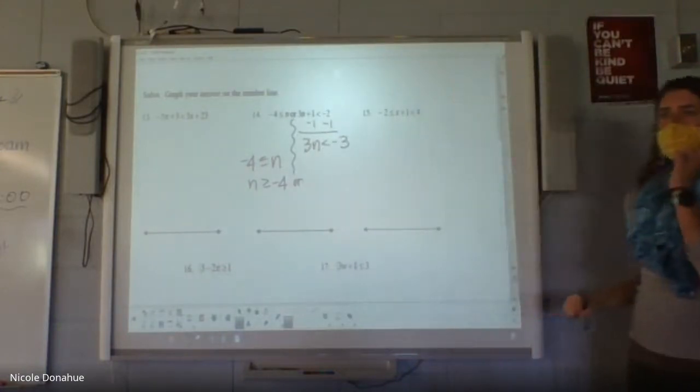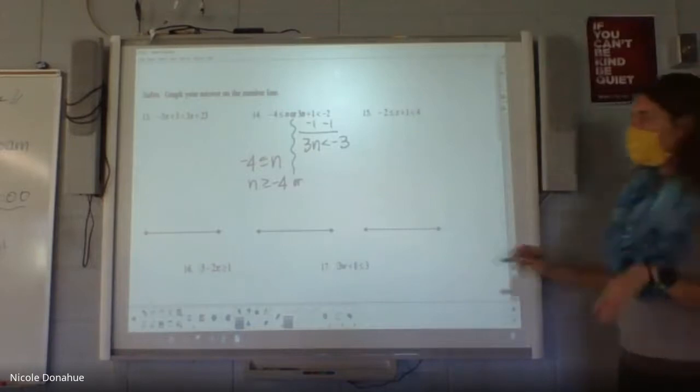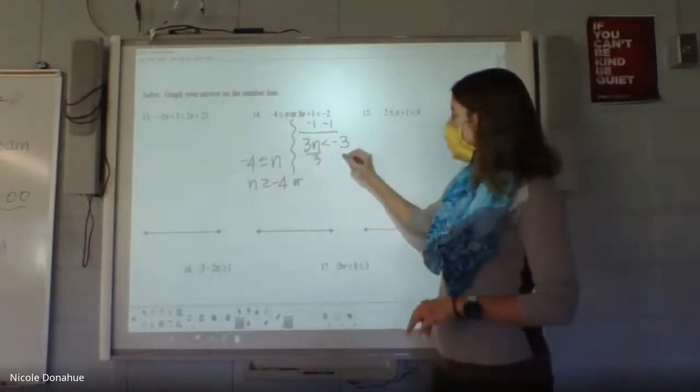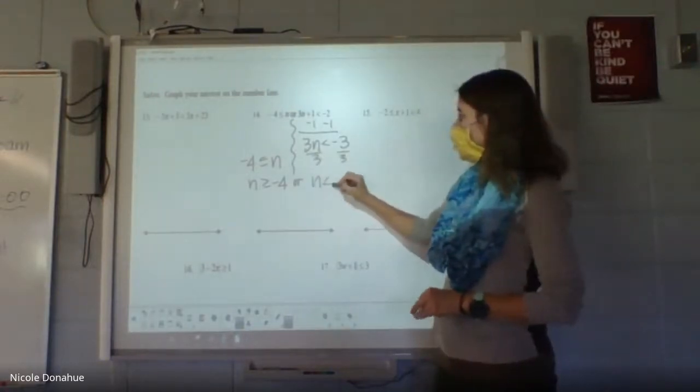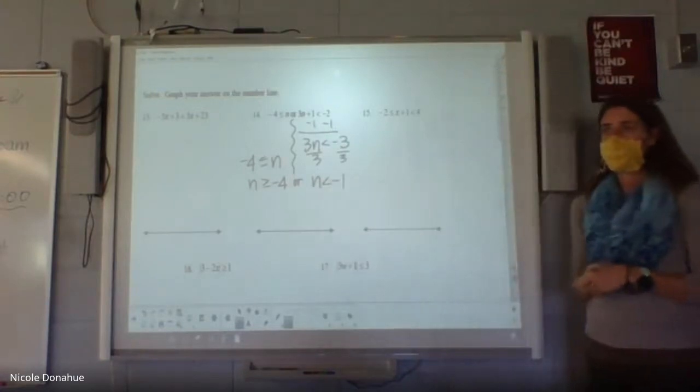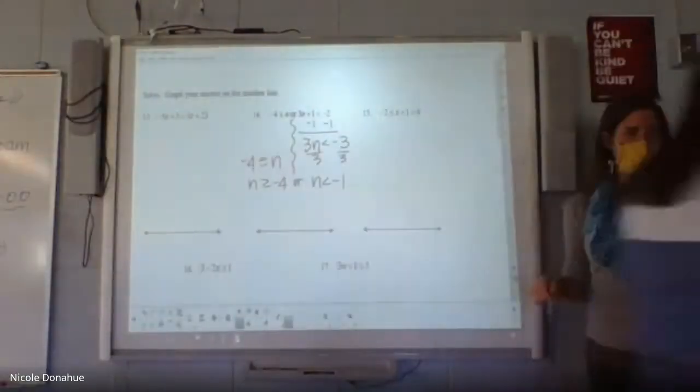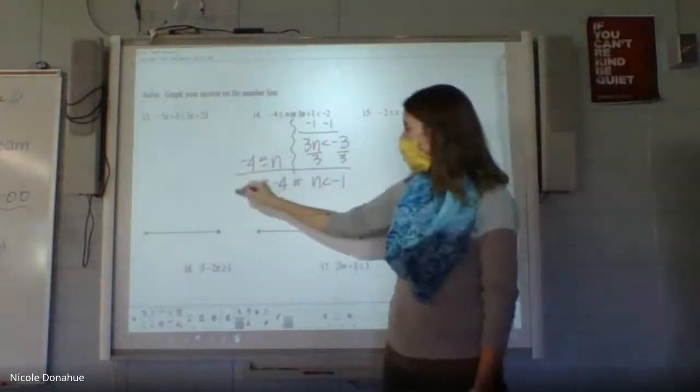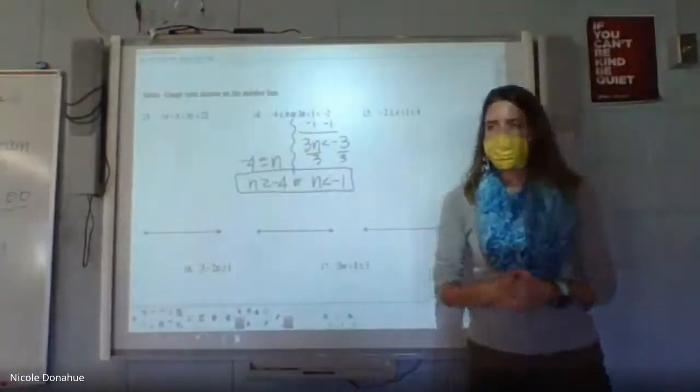Okay. Then I'm going to divide by 3. So n is less than -1. I'm having a rough day here. They're just bullying me so much.